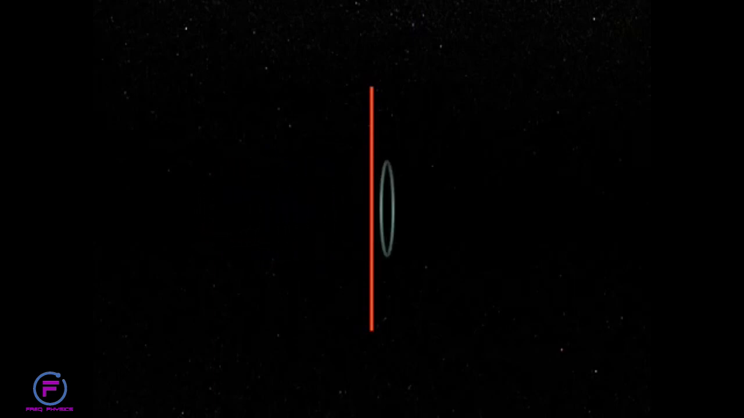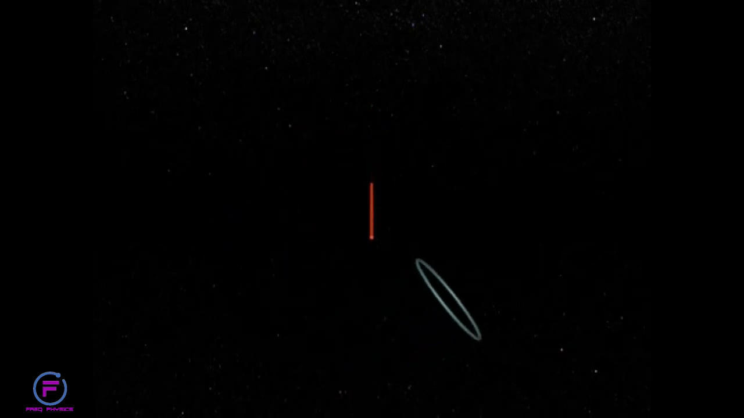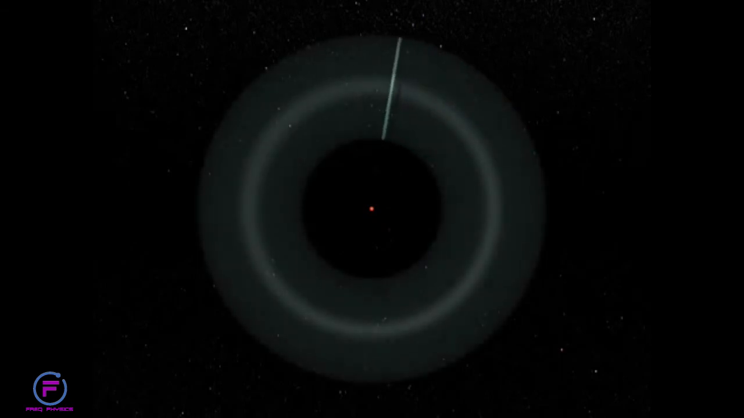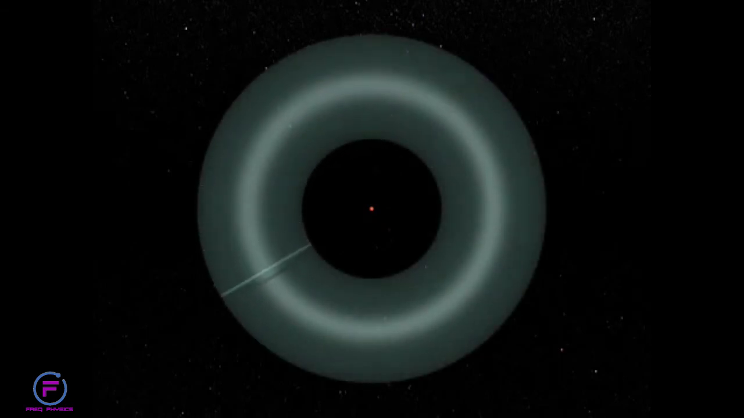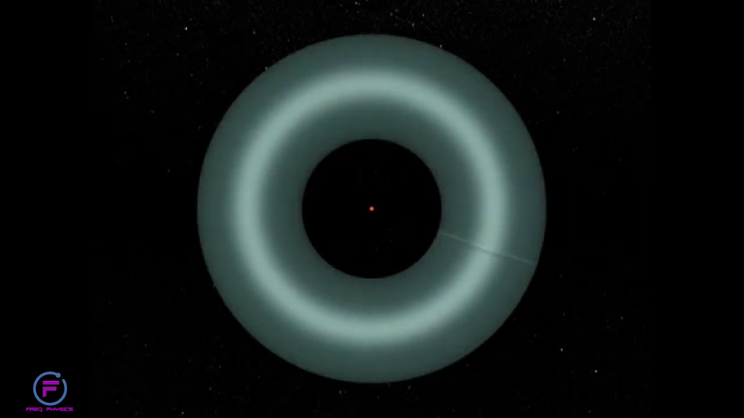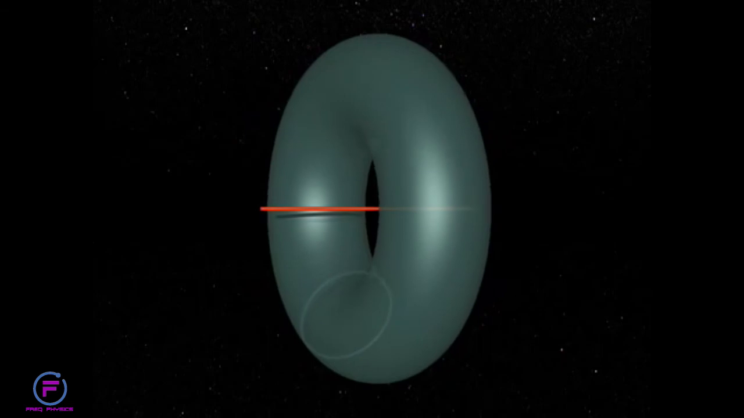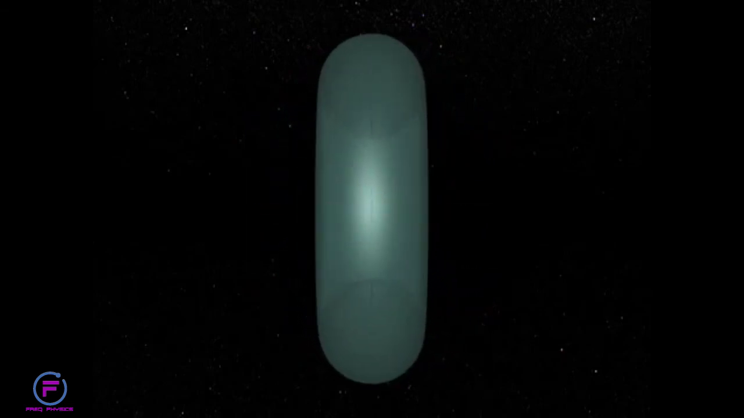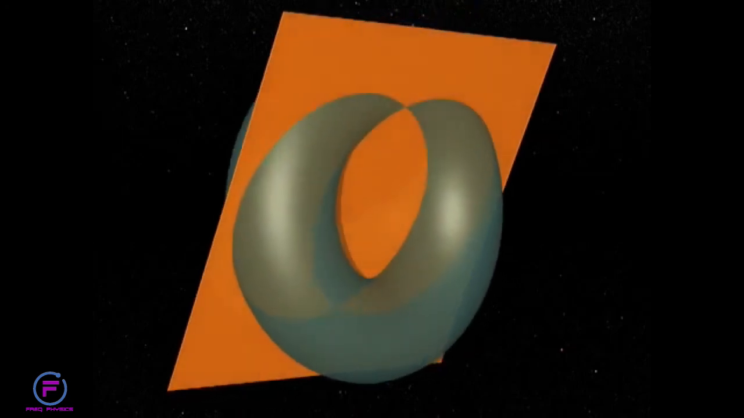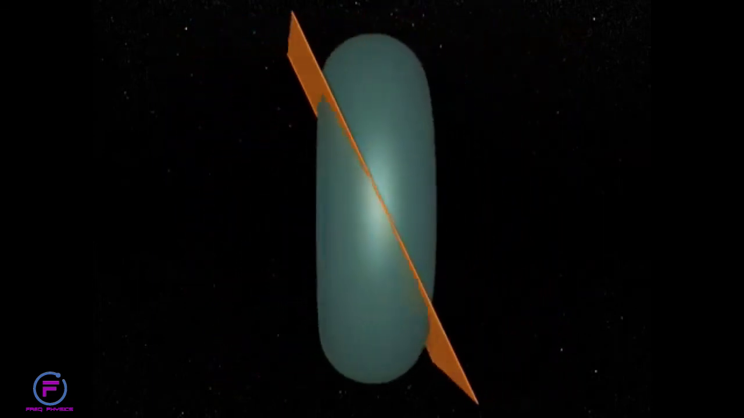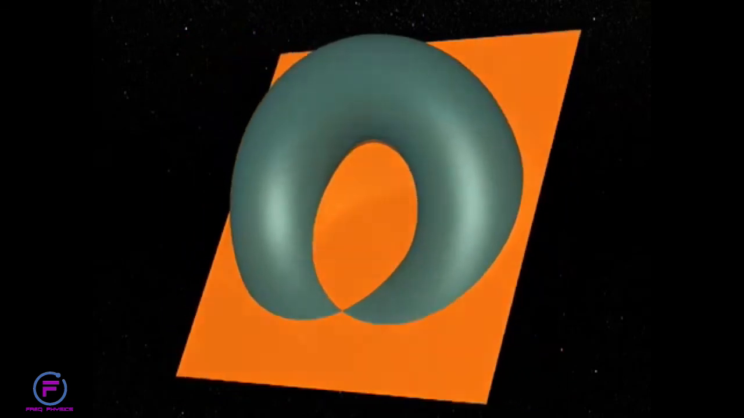Take a torus of revolution, that is, the surface described by a circle rotating around an axis in its plane. Look at the section of the torus by a plane. Notice how I choose the plane. One says that it is bitangent to the torus, simply because it is tangent at two points.